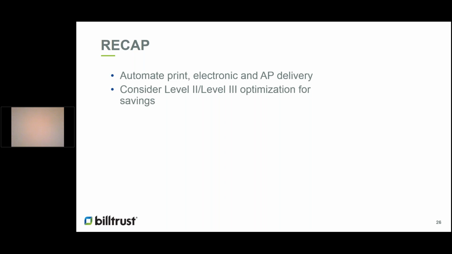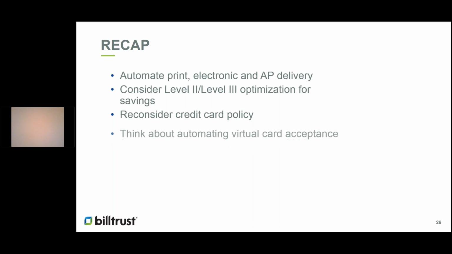You also should maybe consider level 2, level 3 optimization for savings, right? Again, the data already lives within your ERP system. It's just a matter of getting that data over to the card brand so that you qualify for those best rates. You should also maybe reconsider your credit card policy, right? Again, going through some of those options that we discussed earlier, mandating paperless invoicing if a customer decides to use a credit card. There are a lot of strategies and policies that you could implement that really offset the cost of interchange fees. So maybe consider revisiting your credit card policy.